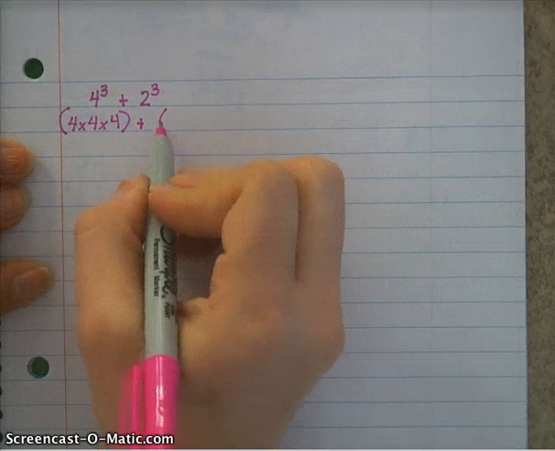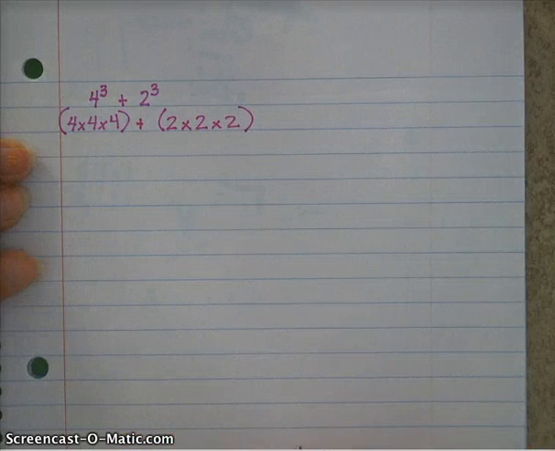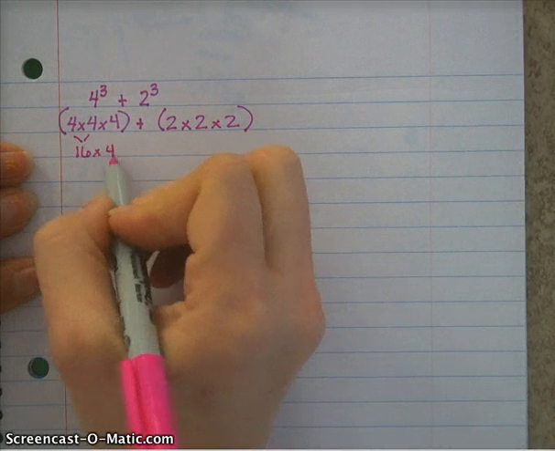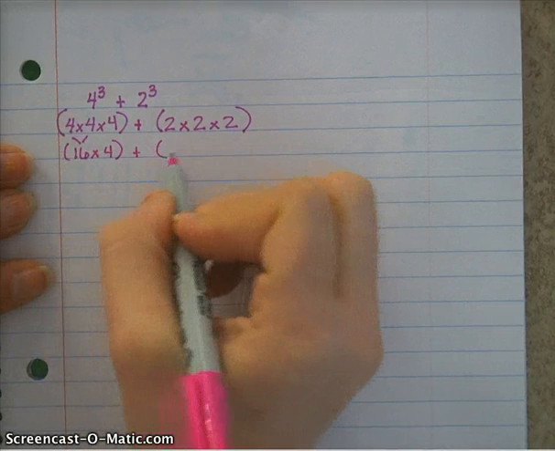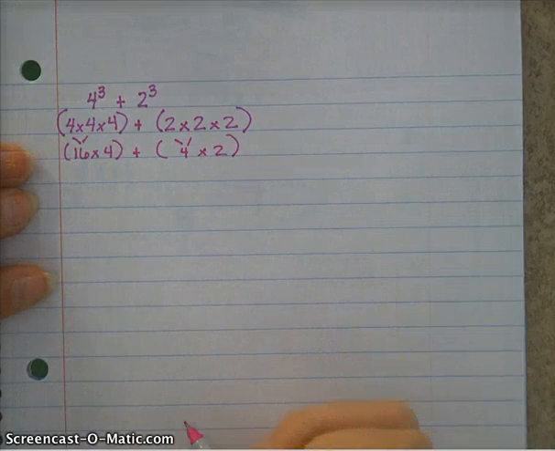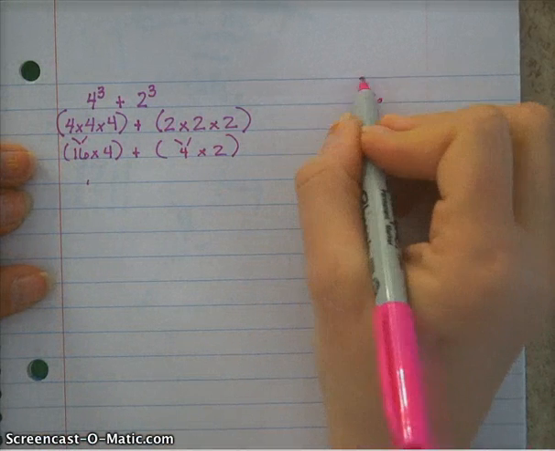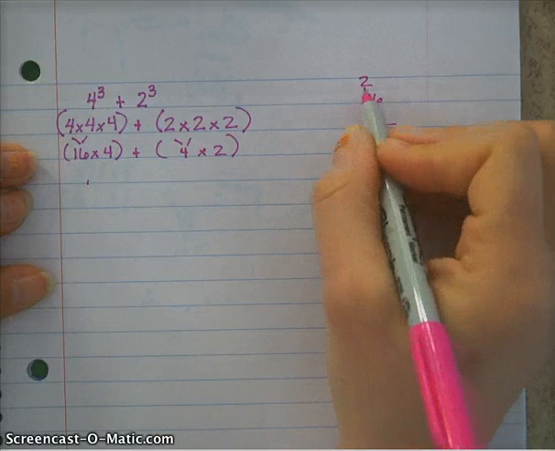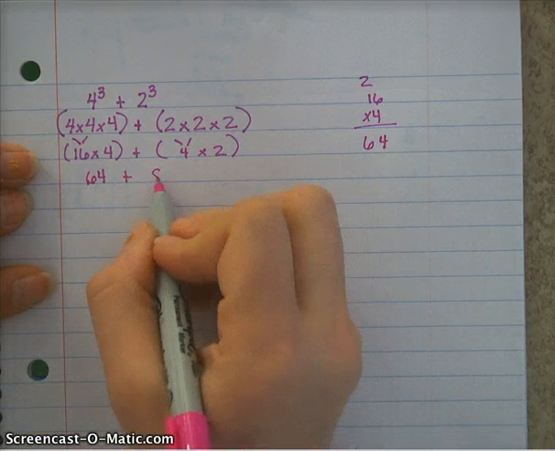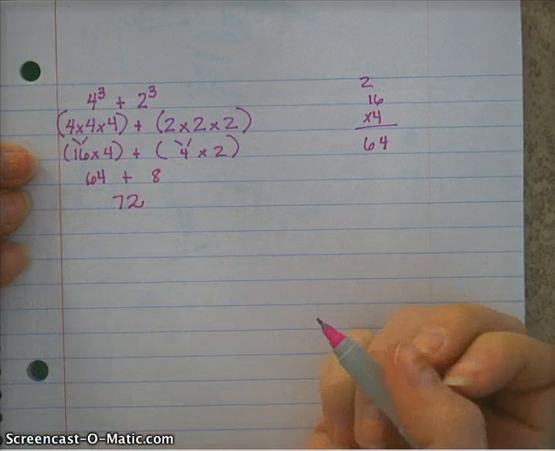Plus, now what do I do here? 2 times 2 times 2. Now I'm just going to work it out like any other problem. So 4 times 4 is 16 times 4 plus 2 times 2 is 4 times 2. Now I'm going to break it down even more. So 16 times 4, well, I don't know my 16s family, so I'm going to quickly off to the side solve that problem. 64 plus 4 times 2 I know is 8. Now I can add that one more time. Now I've got my number 72.